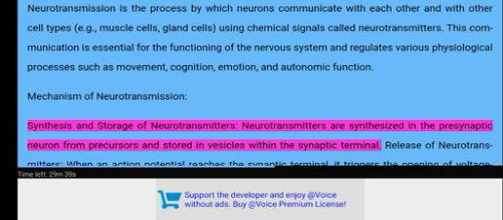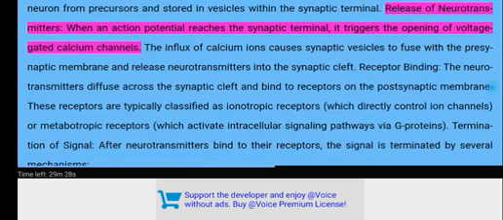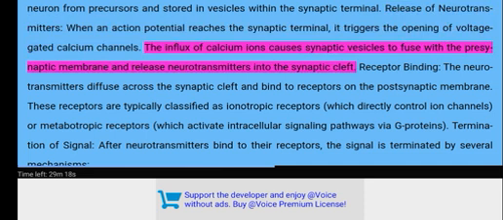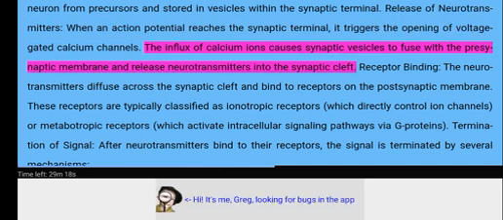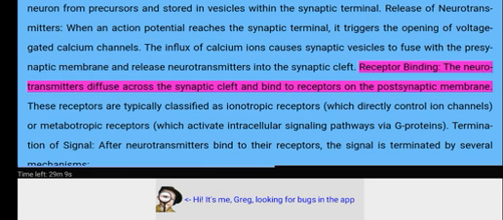Synthesis and storage of neurotransmitters. Neurotransmitters are synthesized in the presynaptic neuron from precursors and stored in vesicles within the synaptic terminal. Release of neurotransmitters. When an action potential reaches the synaptic terminal, it triggers the opening of voltage-gated calcium channels. The influx of calcium ions causes synaptic vesicles to fuse with the presynaptic membrane and release neurotransmitters into the synaptic cleft. Receptor binding. The neurotransmitters diffuse across the synaptic cleft and bind to receptors on the postsynaptic membrane.